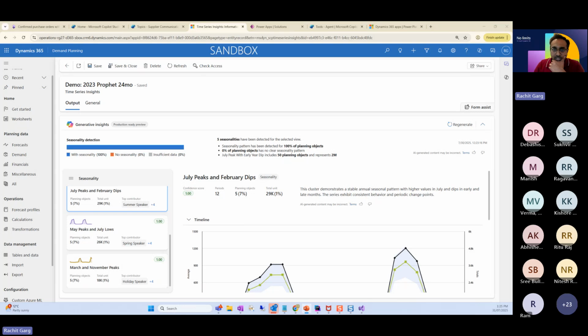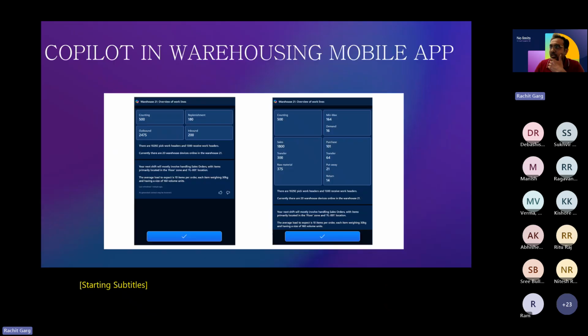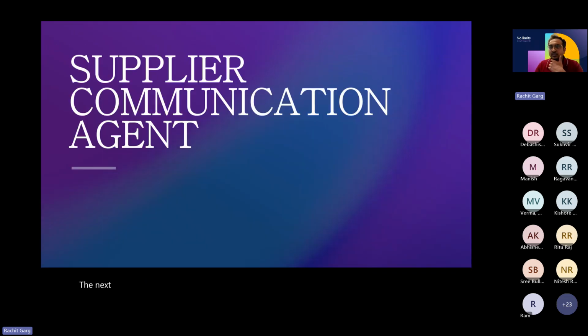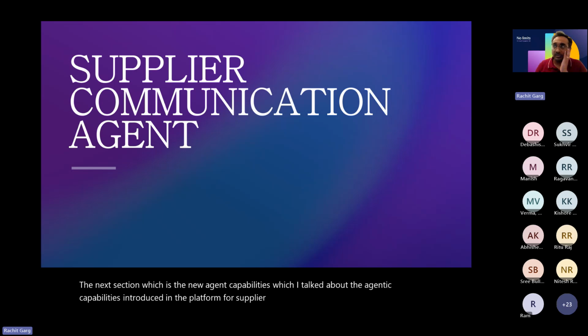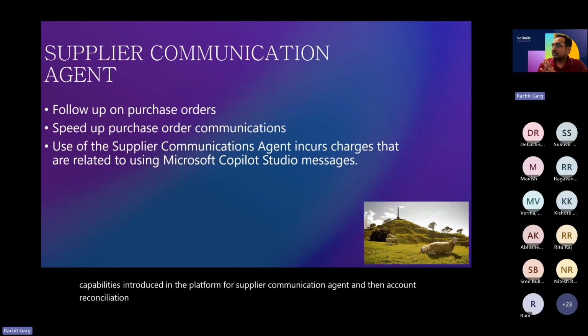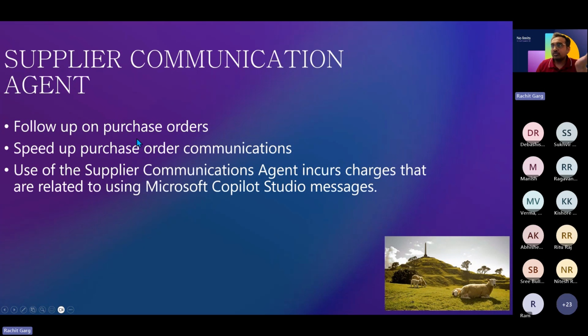So this was about the warehousing and the demand planning application. Now let me go to the next section, which is the new agentic capabilities, which I talked about. The agentic capabilities introduced in the platform are the supplier communication agent and the account reconciliation agent. So supplier communication agent is basically a new agentic experience which will help the purchasing team to follow up on purchase orders, speed up the communication, and it can also detect the incoming emails from your suppliers and put that information into your ERP system with a draft email where you can review and send.